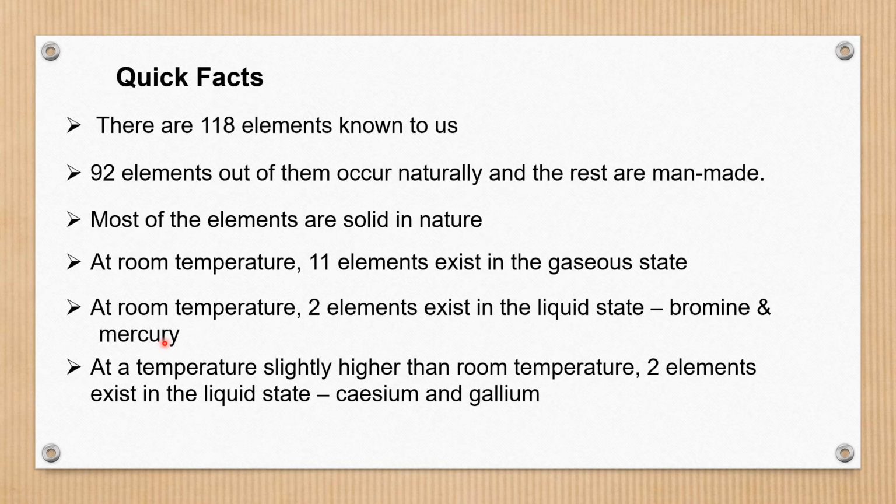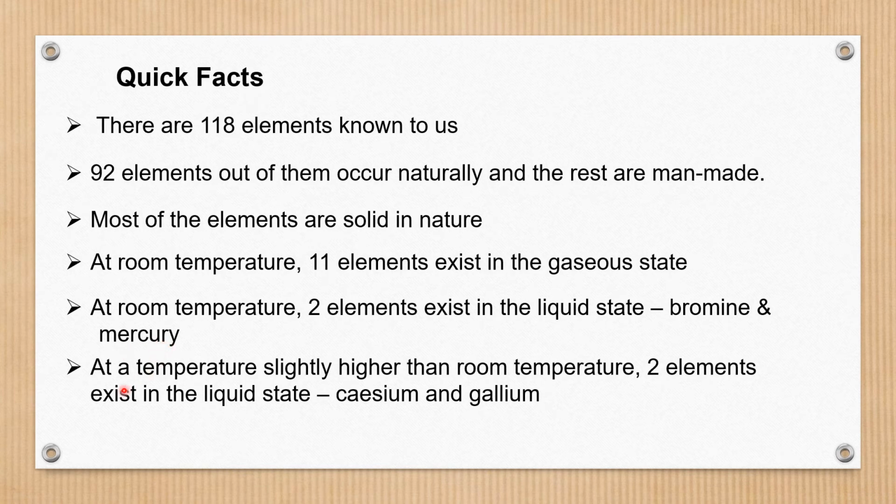We already learned that metals are hard, but some exceptions are there. I already said some exceptions are there. Two elements, bromine and mercury, are in the liquid state. Bromine and mercury, we can call it bromine water. Bromine is a metal, but it exists in liquid state, bromine and mercury.